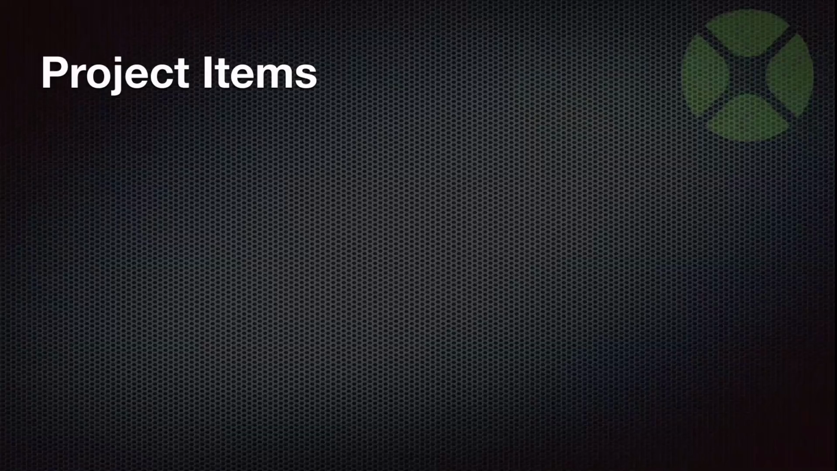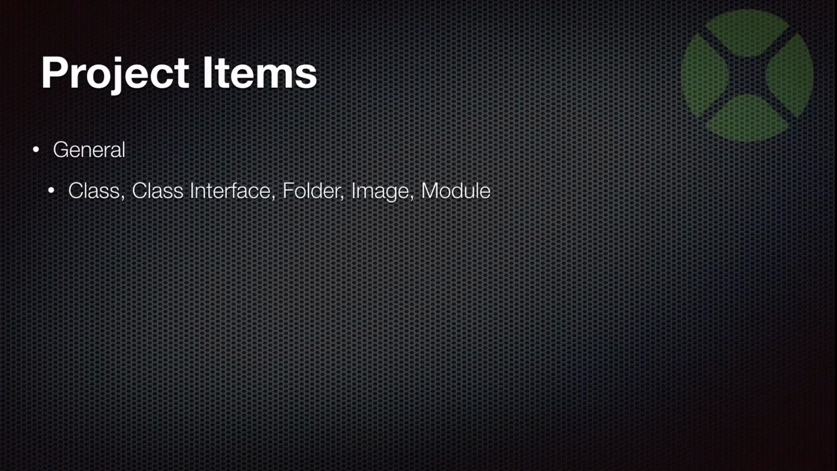So let me just give you a brief overview of some of the project items that are available in Xojo desktop projects. So the general items here are the ones that are available for all project types. So Xojo makes desktop apps, of course, but it can also do web and iOS apps and console apps. And these items here are available in all of those. So class, of course, class interface, you can add a folder, image, and module. So these are all general project items that you can add that are useful for creating your apps, doing organization, that sort of thing.